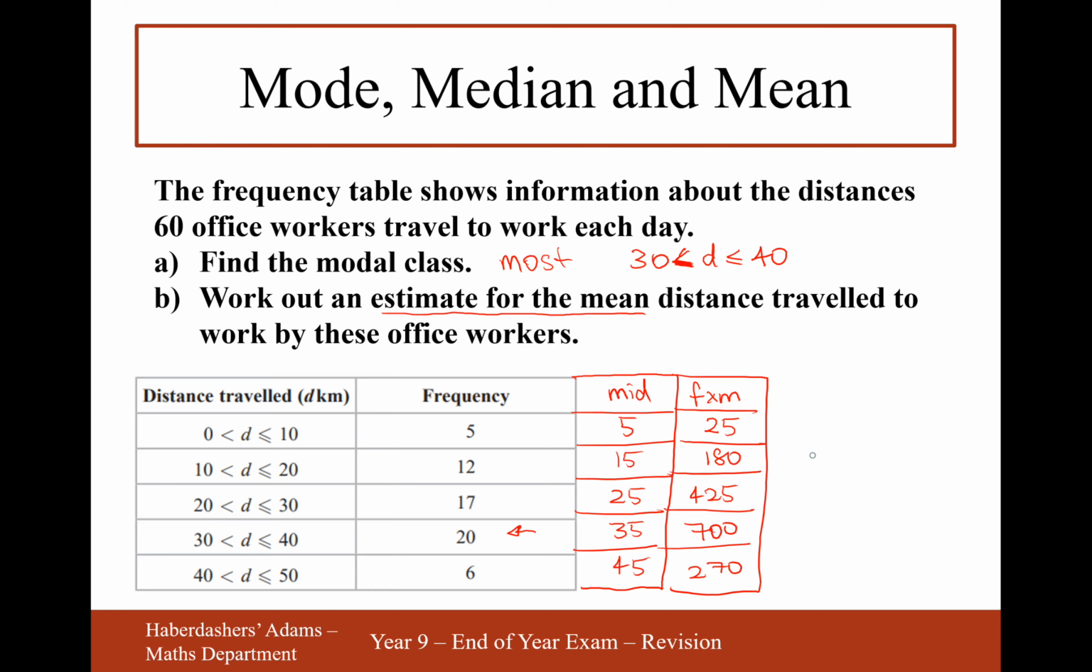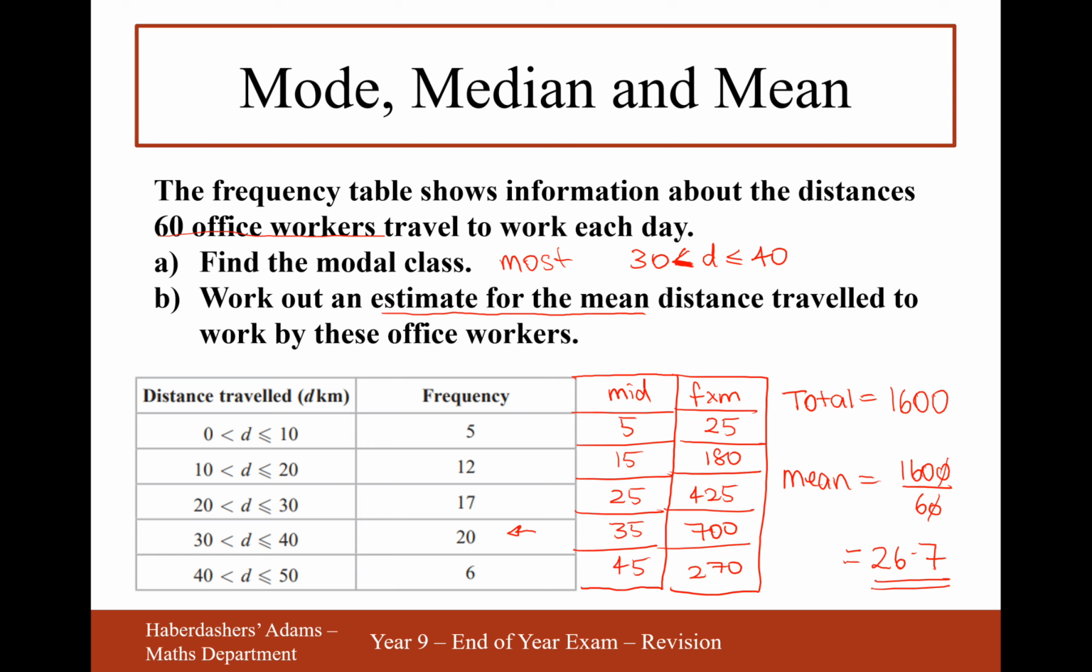So I've added them up in their groups. Now I have to find the total. Because remember, mean is add them all up, divide by how many there are. So 25, add 180, add 425, add 700, add 270, gives us 1,600. Then I have to divide by how many people travel to work, and there are 60 office workers, so I'll divide by 60. So the mean is 1,600 divided by 60. I could cancel out a 0 on the top and the bottom. So 160 divided by 60, so 160 divided by 6 is 26.7.